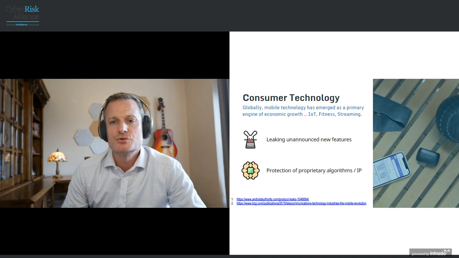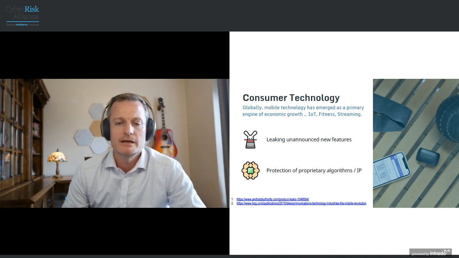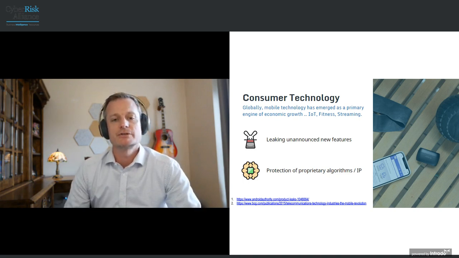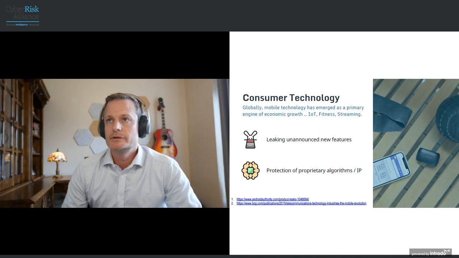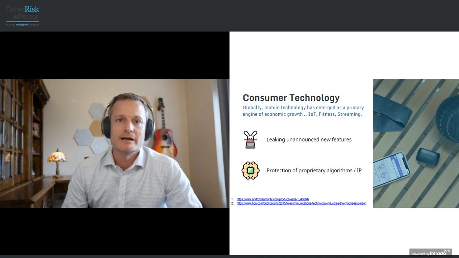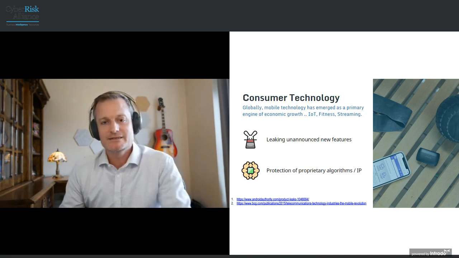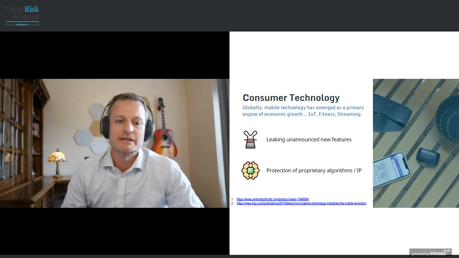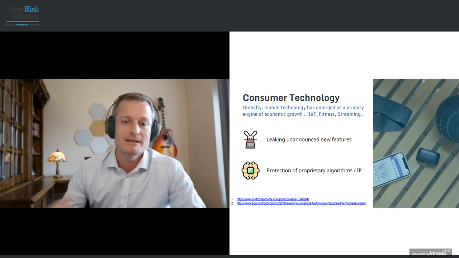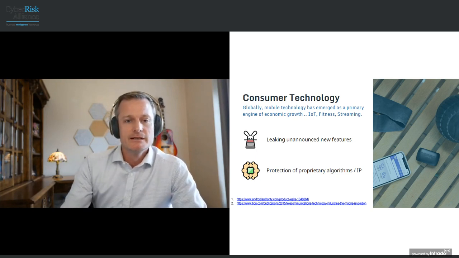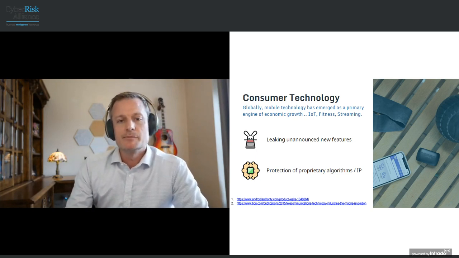And there are two scenarios that we see commonly with consumer tech companies. The first one is leaking unannounced new features in products. This is an area where the appetite we all have for technology is fueling a separate cottage industry that's all about trying to discover and leak what's coming next and what's new. So this is a pretty rampant challenge for companies.